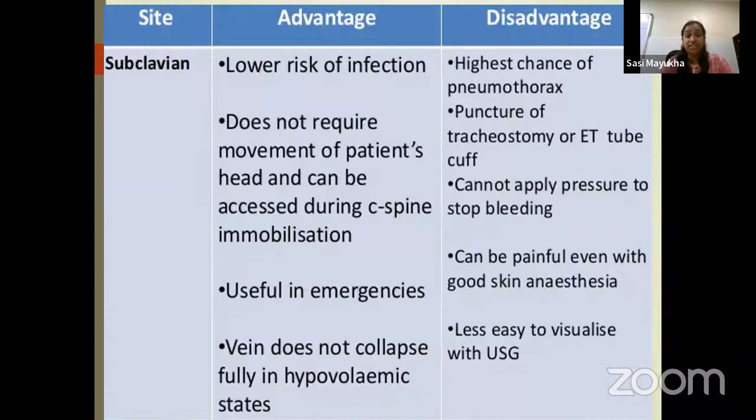So when a patient comes in emergency, when the patient's PT-INR is elevated, when the patient is in sepsis, septic shock, or bleeding, we usually prefer the internal jugular or the femoral vein, because if it bleeds, we'll have access to stop it by applying pressure.